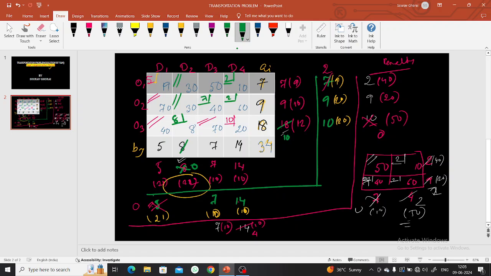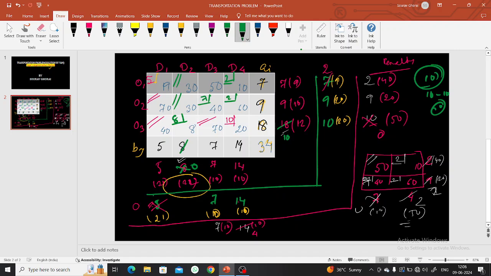So this is the concept of Vogel's approximation method. First we have to find the maximum penalties, and then as usual choose the minimum element and allocate the amount as the supply and demand are given. If two minimum elements are the same, suppose in the first row the lowest element 10 is repeated two times, then we take the penalty as 10 minus 10 equal to 0.